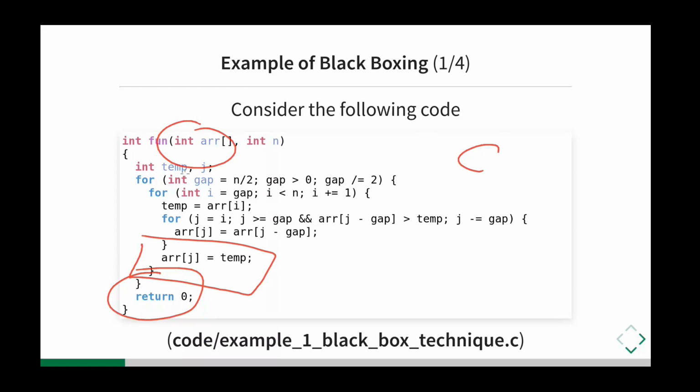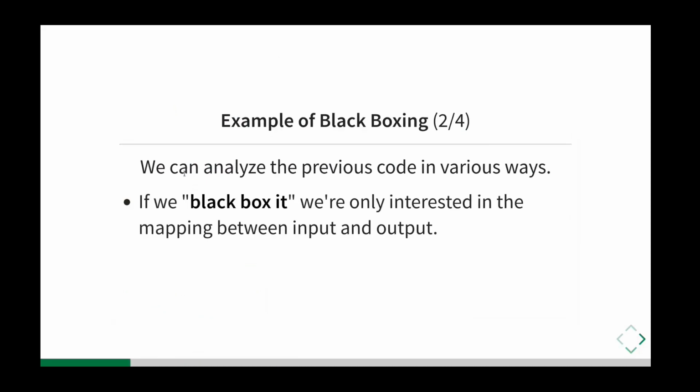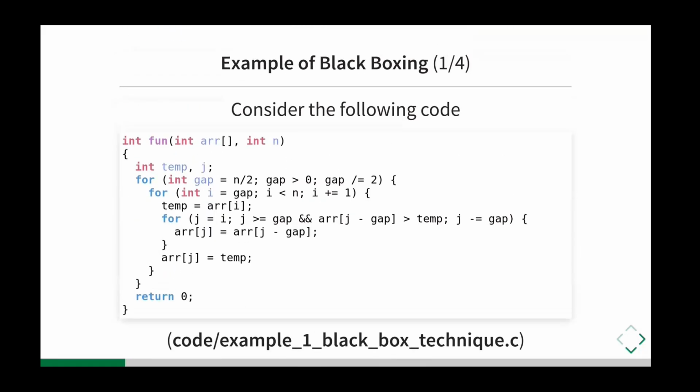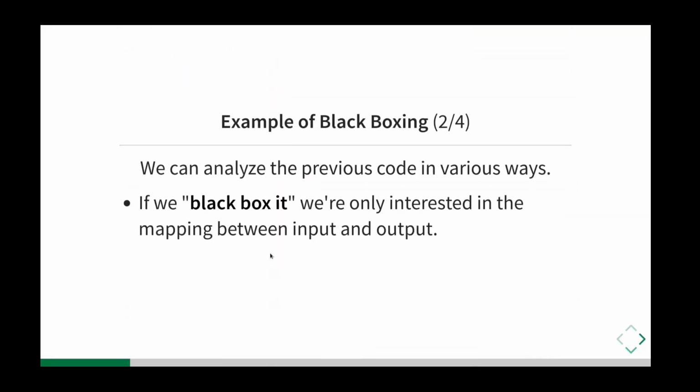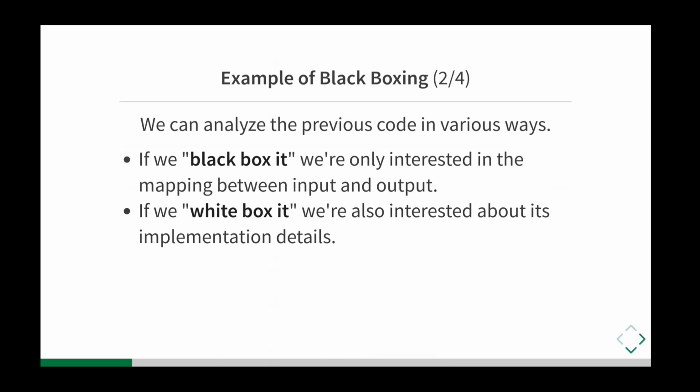And one can ask, okay, but how different? When we black box it, we're only interested in what goes in, what goes out, and side effects that could happen. For example, here we have the instruction that modifies the input array, so we modify that location of memory. And if we white box it, we're also interested in how it works, the implementation details. But as I said, at first, black boxing is really important.